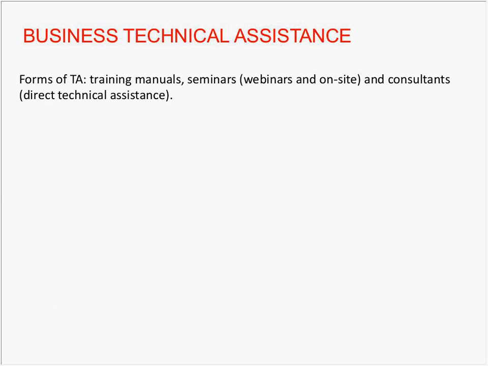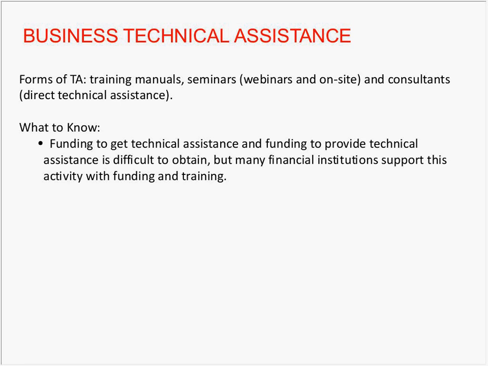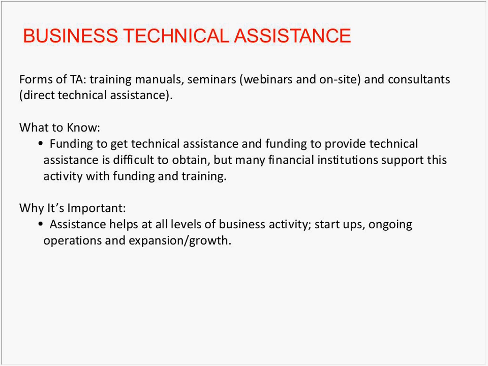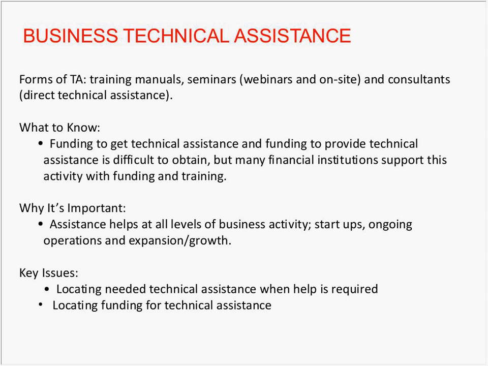Technical assistance is the ability to provide that assistance through training and other seminars. It's difficult to obtain, but like we spoke about a little bit earlier, financial institutions do support some of this activity, and you can target it to startups, ongoing operations, or expansions. Again, the key issues are locating the needed technical assistance when the help is needed. So it's getting help when it's required by the different types of industries or businesses in your community, or locating the right funding to make that all happen.